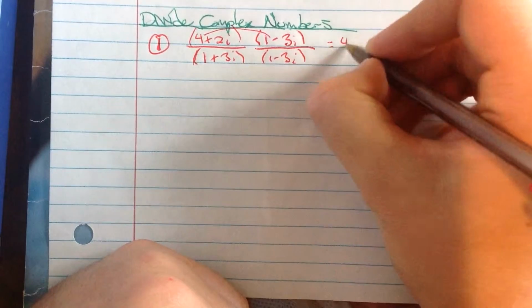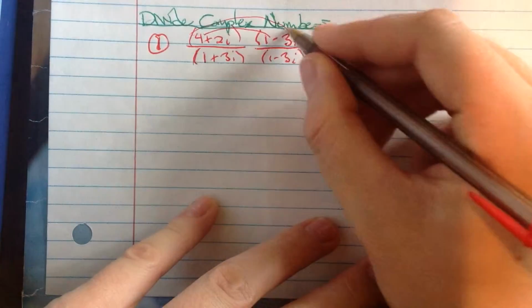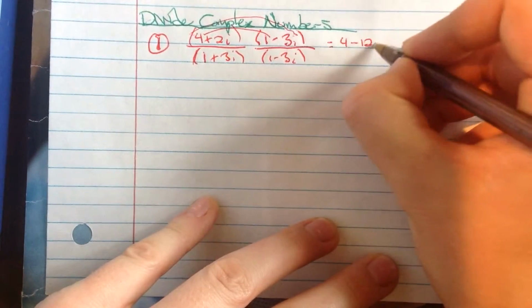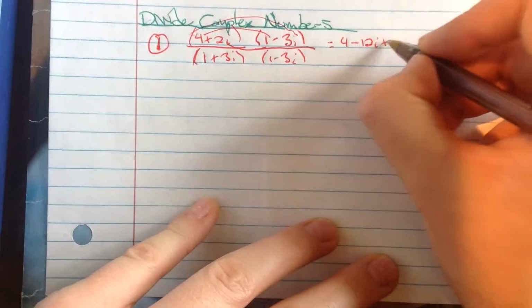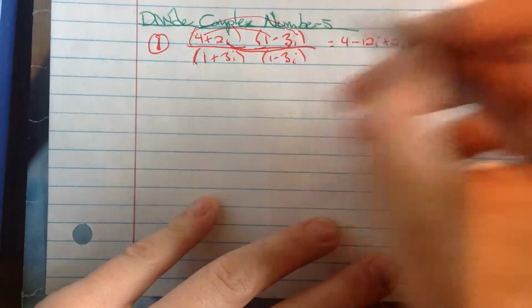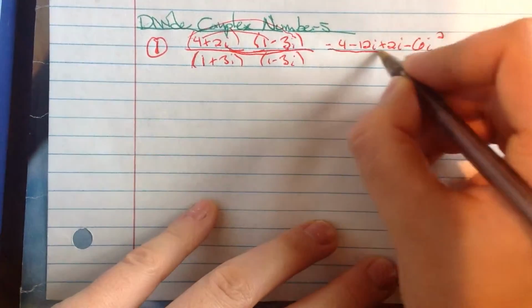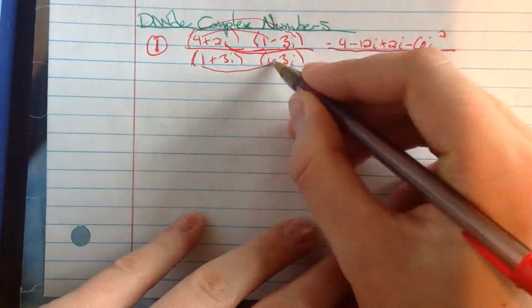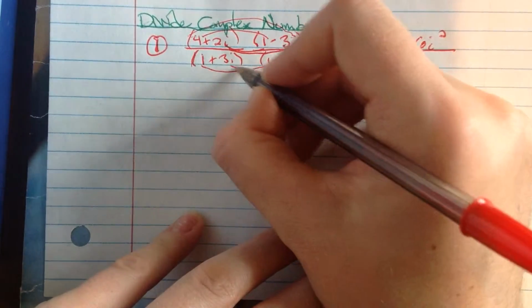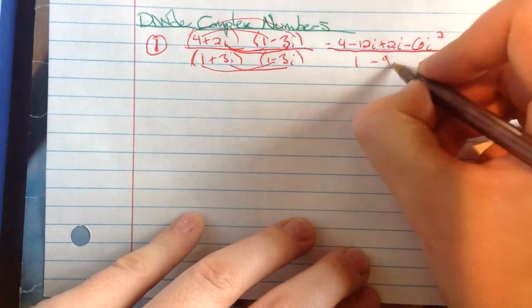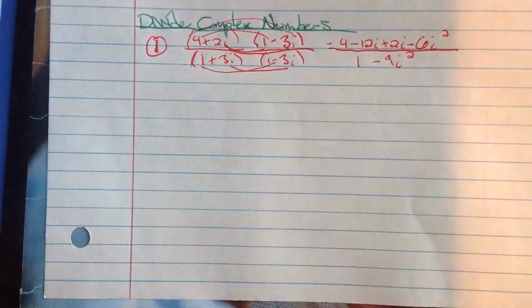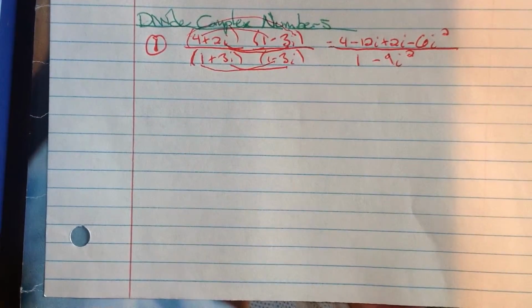So on top, I get 4 minus 12i plus 2i minus 6i squared, all over... Remember, with conjugate pairs, you actually only have to multiply the first two and the last two together, because those inner terms will always cancel out.